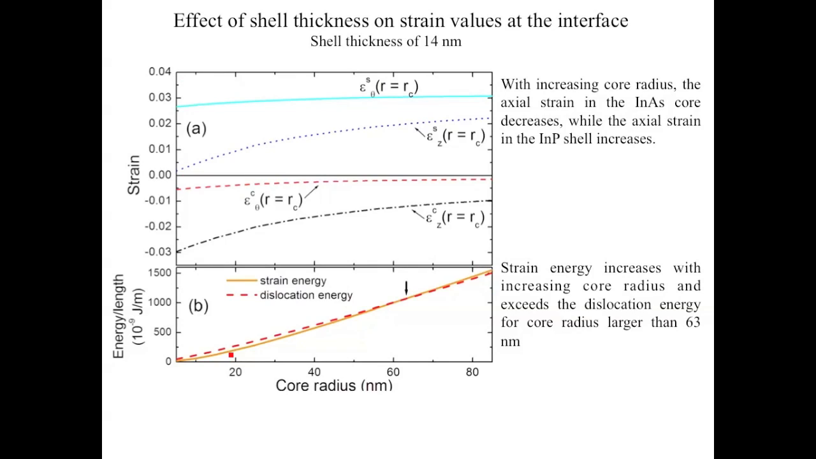So we did a similar analysis. We kept the shell thickness constant and increased the core radius. Again, the tangential strain is accommodated by the shell, and with increasing core radius, the axial strain in the core decreases and in the shell increases. The dislocation energy increases linearly with core radius, and the strain energy also increases. At some point, it exceeds the dislocation energy, and at that point, we will have dislocations.